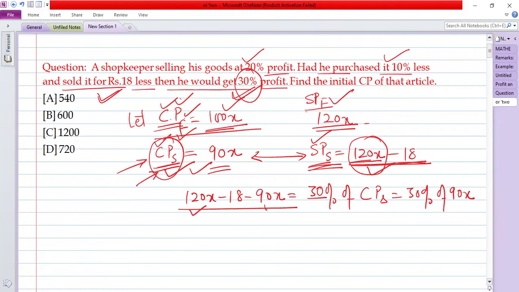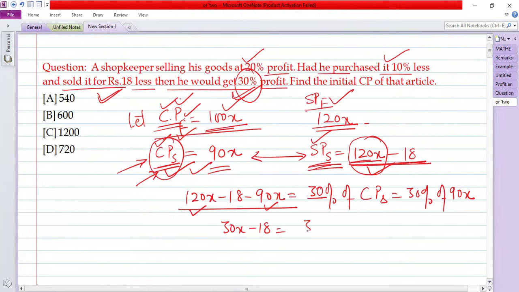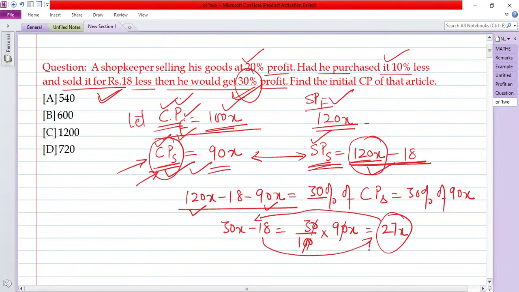So the left side is 120 minus 90, which is 30x minus 18. And 30% of 90x is nothing but 27x. So 27x comes to this side and 18 goes to the other. It will be 3x, because 30x minus 27x is 3x, and this is 18. So what is x here? x here is 6.